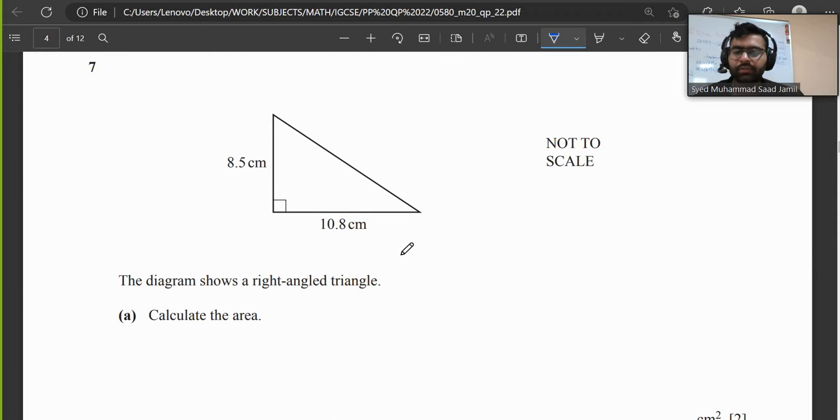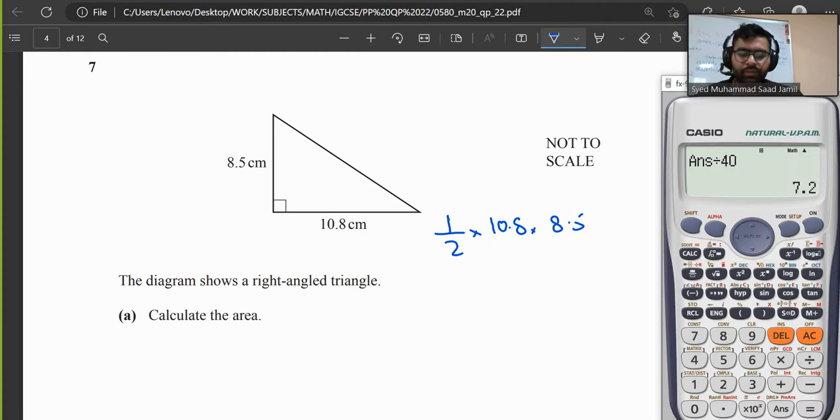Moving on to question 7, it says calculate the area. It's very simple. Area of any triangle is half into base, which is 10.8, multiplied by height, which is 8.5. If we plug this into a calculator, 10.8 multiplied by 8.5 divided by 2, it's 45.9.